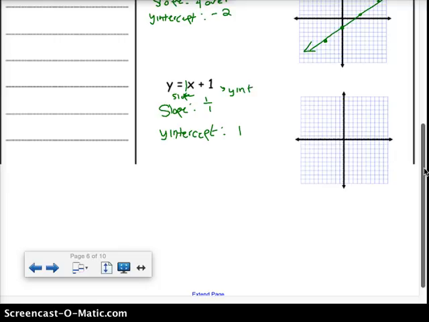So I plot my y-intercept. I'm going to go ahead and use blue. I plot my y-intercept, and then I use my slope. Up 1 over 1. Up 1 over 1. Now I'm going to go to the left. Instead of up 1 to the right, I'm going to go down to the left. And you can always tell because it should fall in that same pattern. Make sure you put your arrows.